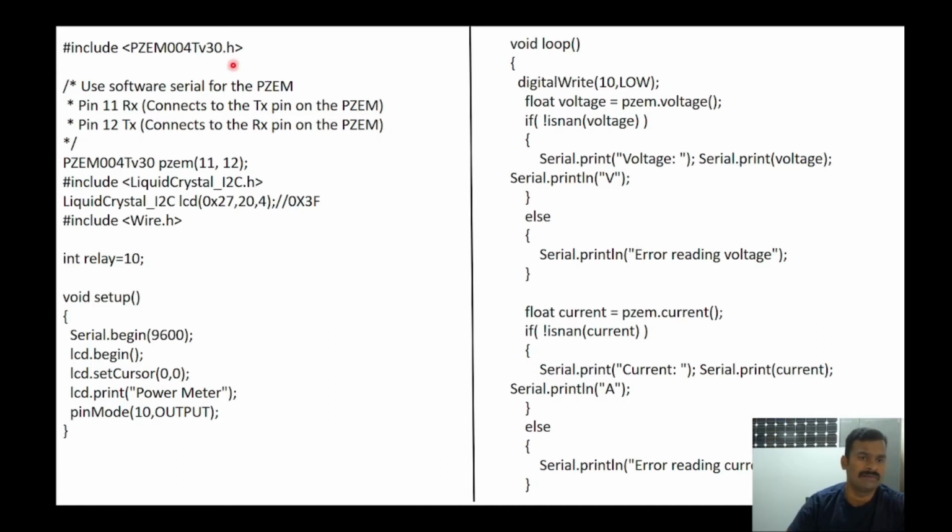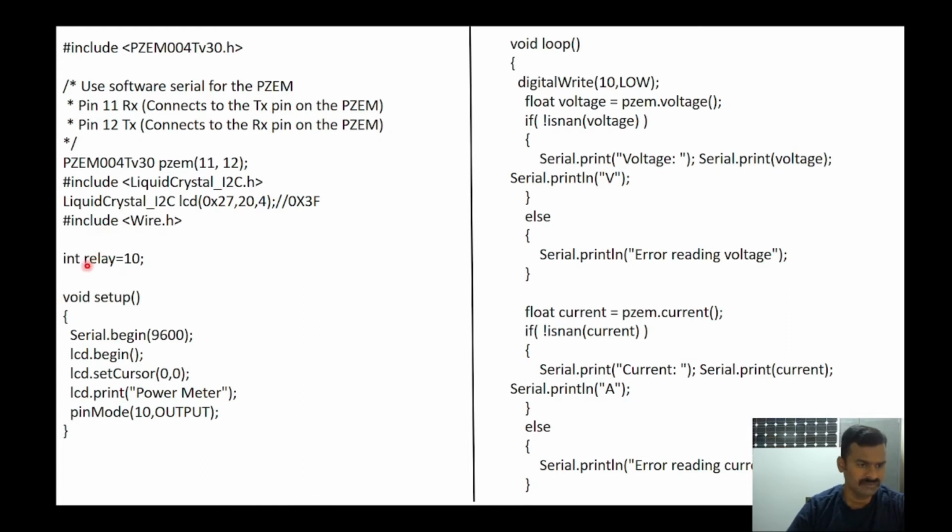So here we have the header file for the energy sensor, and these are the software serial pins which I am going to use for communication between the Arduino and the energy sensor, the 11th pin and 12th pin. That is what I am declaring here. This is for the liquid crystal. Since I am using an I2C backpack, I have a header file, and it is a 20x4 size LCD.